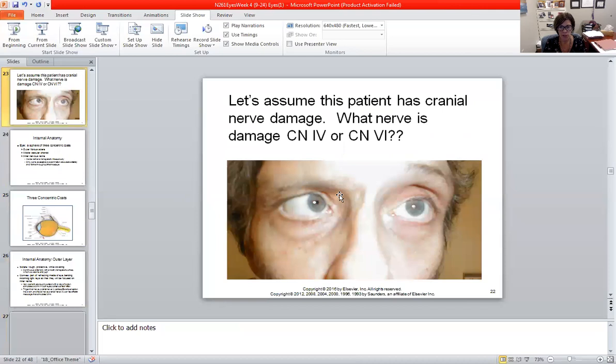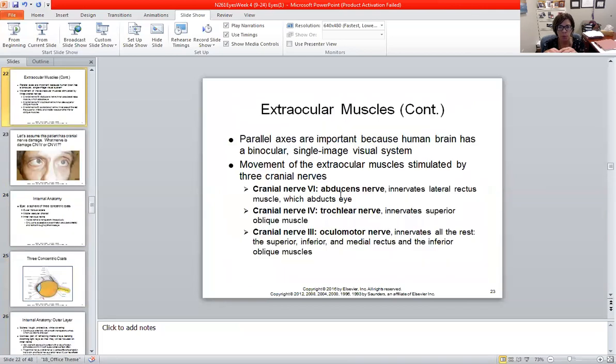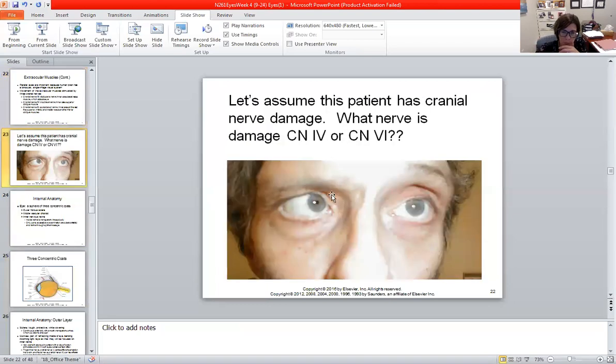Okay, so I'm trying to remember which one I'm talking about. All right, and I'll revisit this again next week, but think about it. Cranial nerve 4 is saying, look towards the nose. Cranial nerve 6 is saying, no, look towards the ear. So look at this patient. His one eye is looking straight, but this eye is looking towards the nose. So what nerve is damaged? Cranial nerve 4 or cranial nerve 6? So think about this.